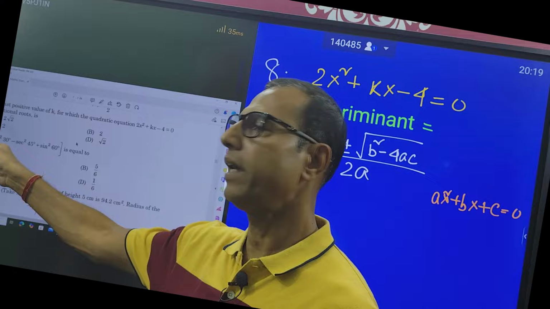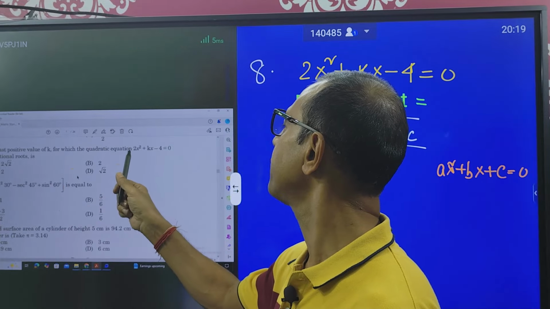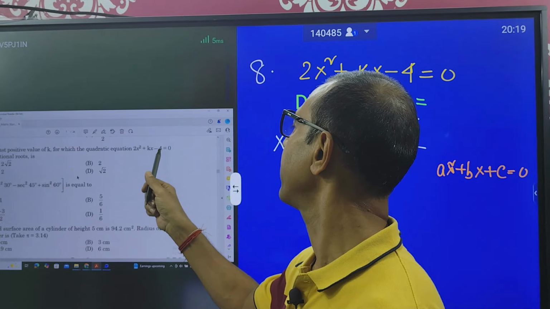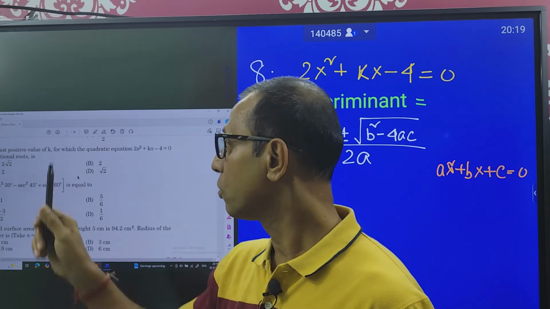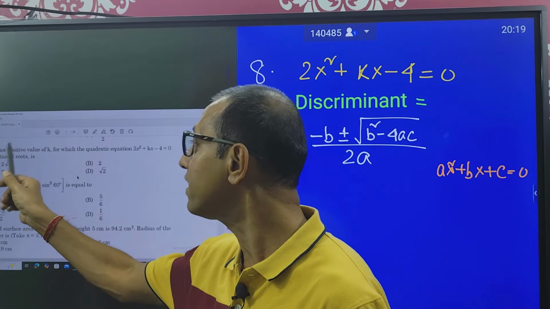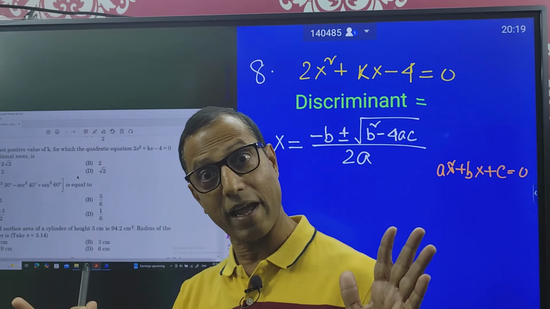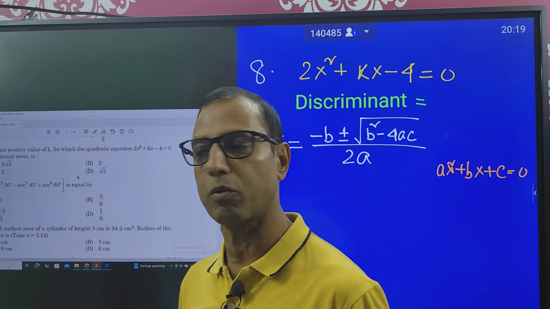Right. Question number 8. The least positive value of k for which the quadratic equation 2x square plus kx minus 4 equals to 0 has rational roots. So you need to find out the value of k. What kind of value? Least positive value of k. That means k can have multiple values, but you need to determine the least positive value.